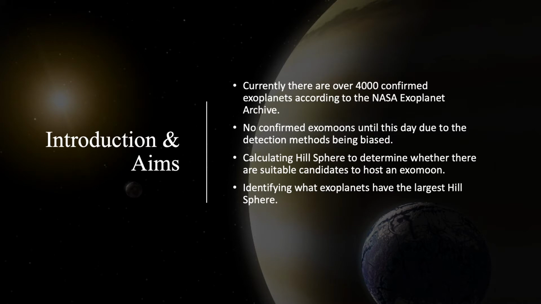Just a little bit of background information. Currently, there are over 4,000 confirmed exoplanets. However, until this day, there are no confirmed exomoons orbiting them. The issues come down to the detection methods and techniques used to identify them. This project aimed to focus around more of a mathematical approach rather than regular detection methods to identify possible candidates to host an exomoon.